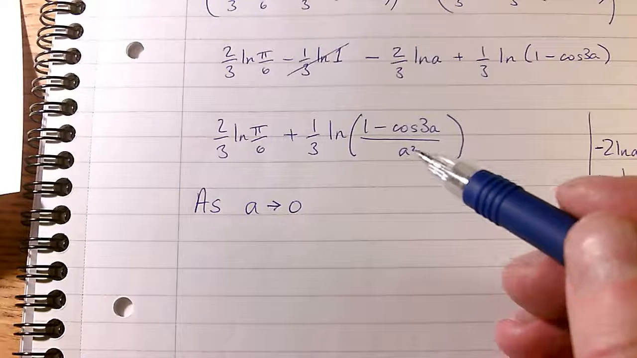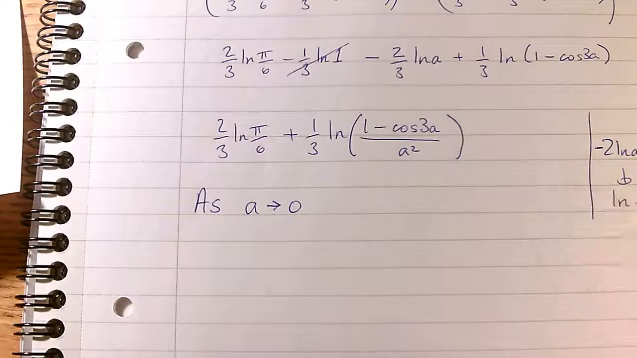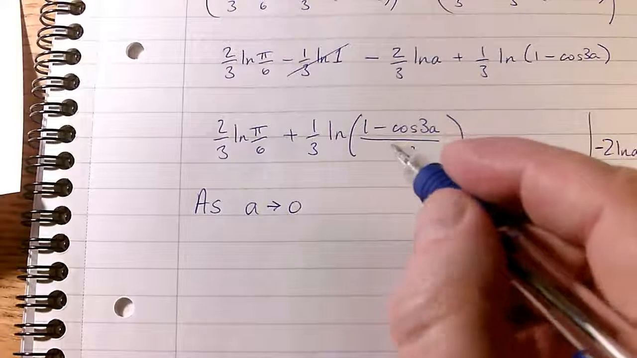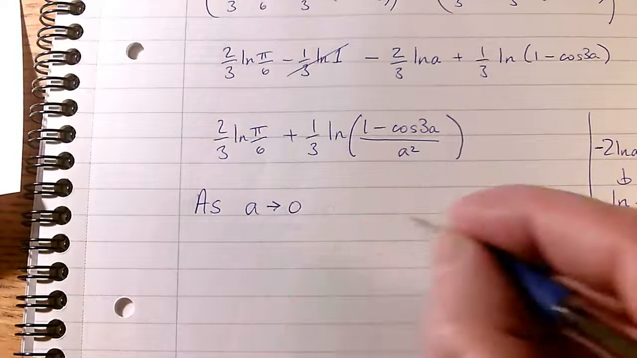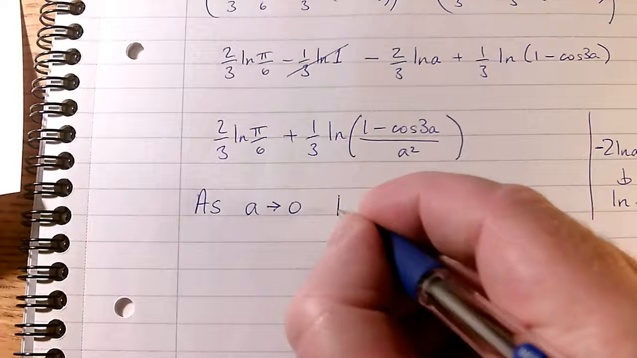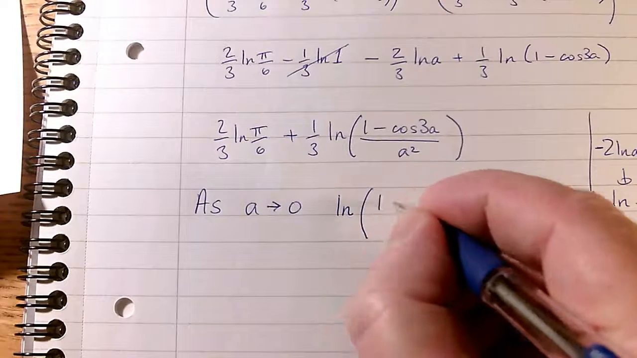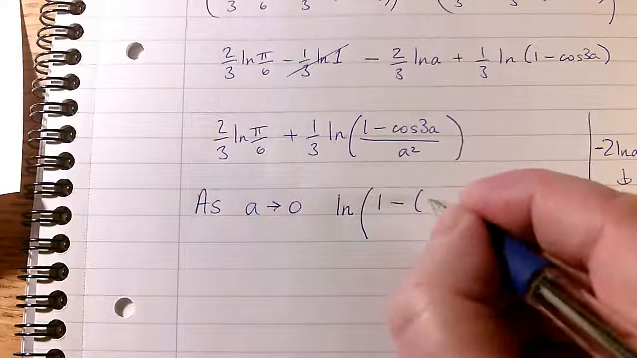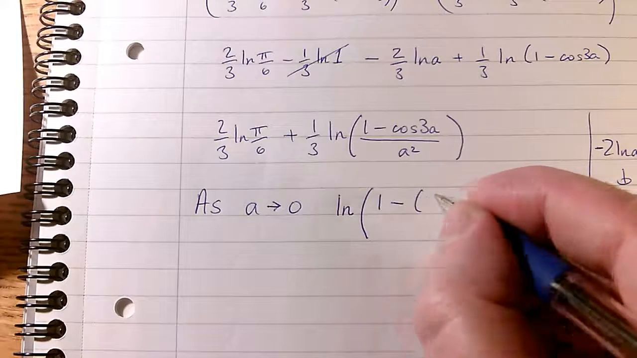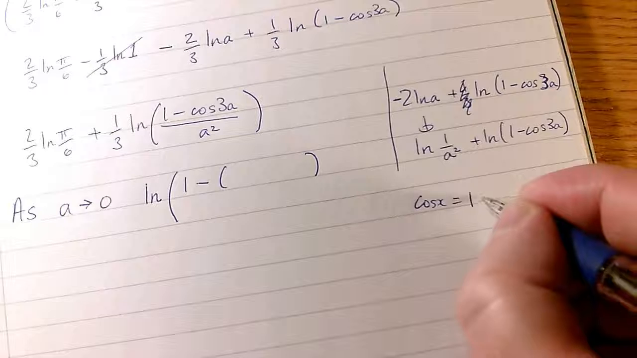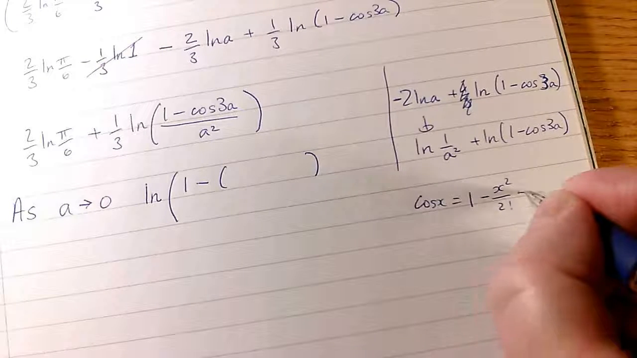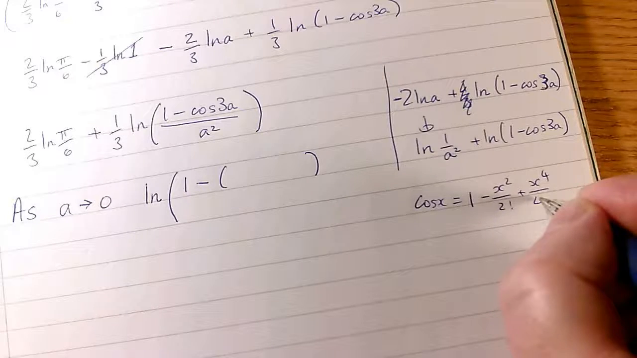This is often the question where you have to use your knowledge of the special limits, x to the k times e to the minus x, or log of x times x to the k as x tends to 0. Here, they're making us do a series expansion again. So as a tends to 0, let's come back to this. So we've got log of 1 minus cos of 3a, series expansion. The expansion for cos x, the formula book tells you, is 1 minus x squared over 2 factorial plus x to the 4 over 4 factorial plus loads of other garbage.